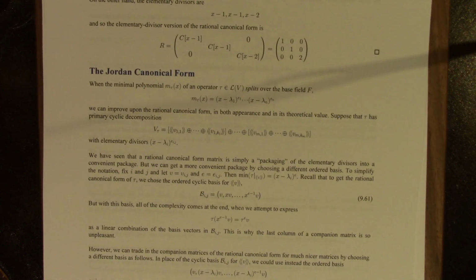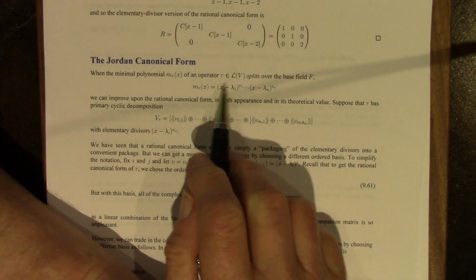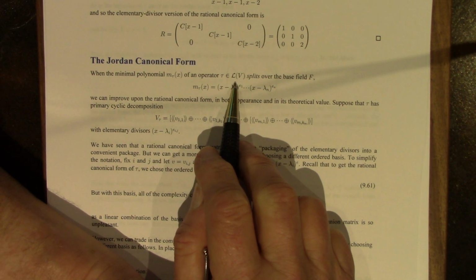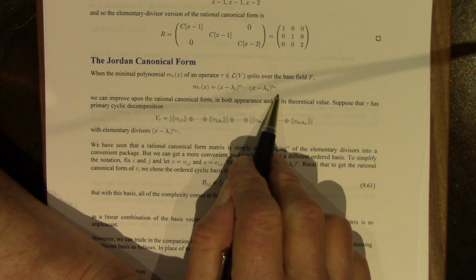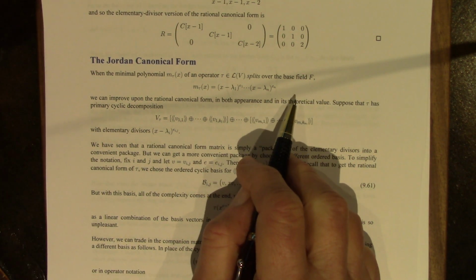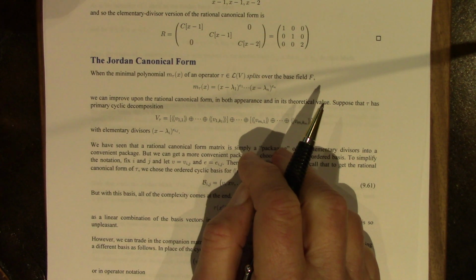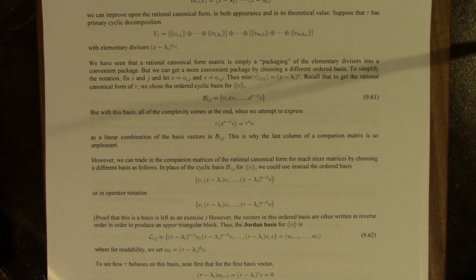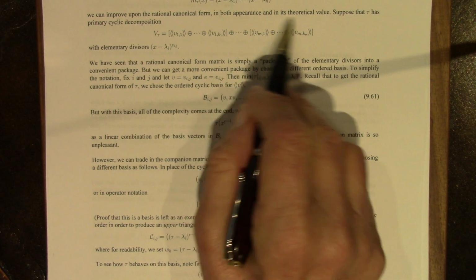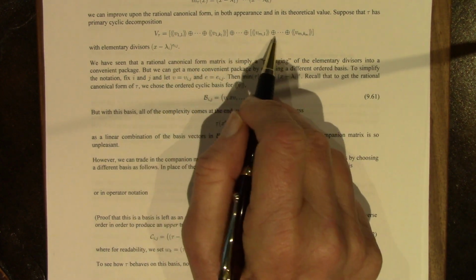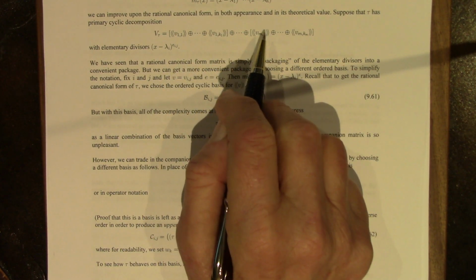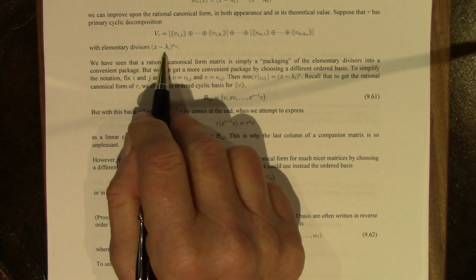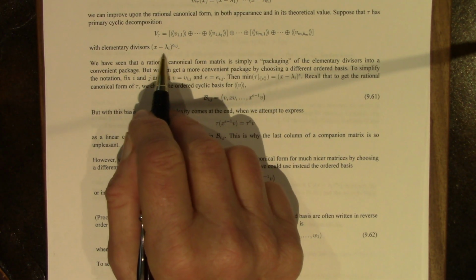When the minimal polynomial of a finite dimensional linear operator splits over the base field, so it can be written this way, we can improve upon the rational canonical form, which certainly could use some improvement in both appearance and theoretical value. So let's suppose that tau has this primary cyclic decomposition, and the elementary divisors then are powers of linear factors.